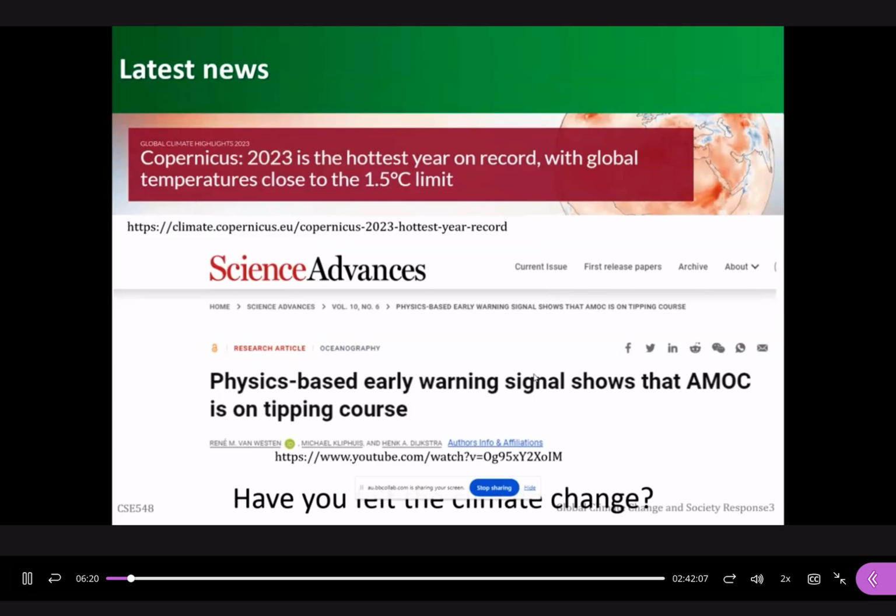But this 1.5 degrees Celsius comes from 2 reasons. The first one is climate change, and the second is the El Nino effect. If you want to know more information, you can click the link.